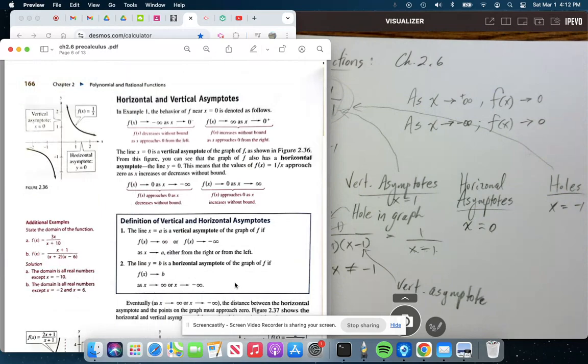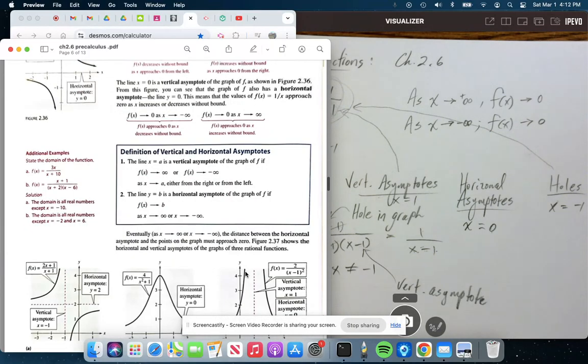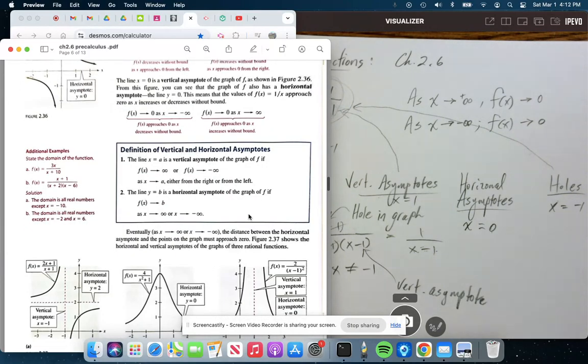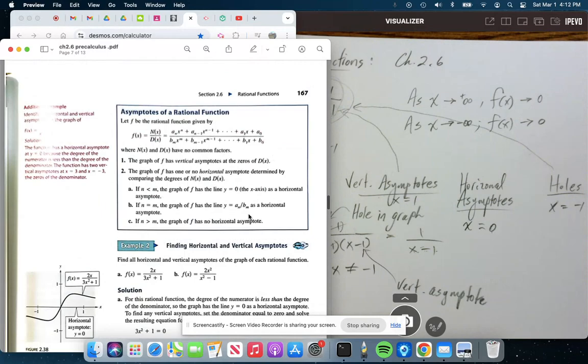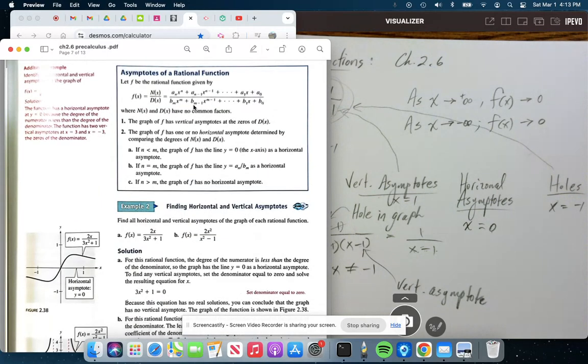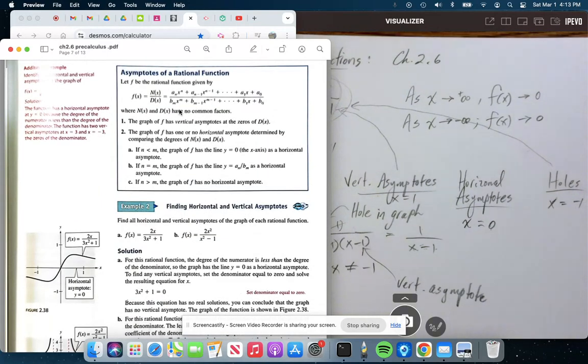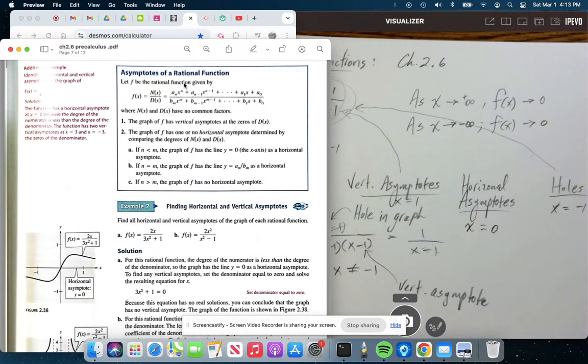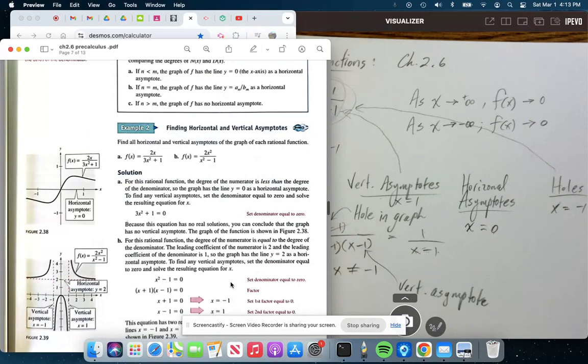Here they're describing how to tell when you have vertical and horizontal asymptotes and what they are. Here's the definitions of those things. Here's basically a nice little layout of how asymptotes work in rational functions. So I'll let you read through that. If you have questions about that, let me know. And here they give you a couple of examples of that.